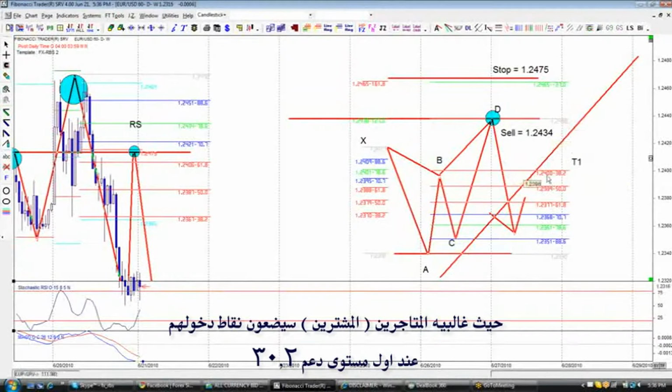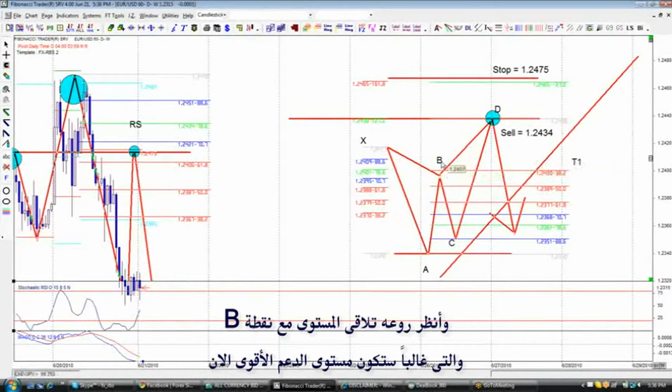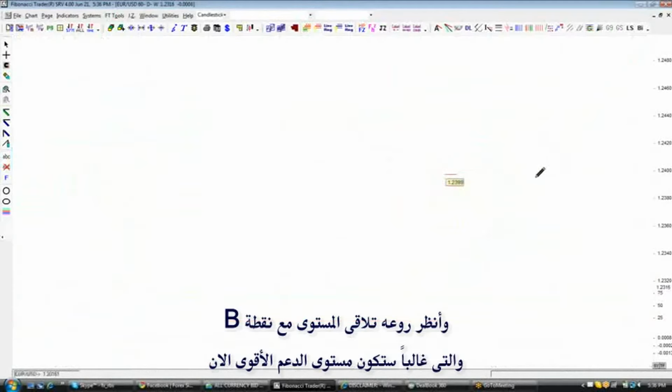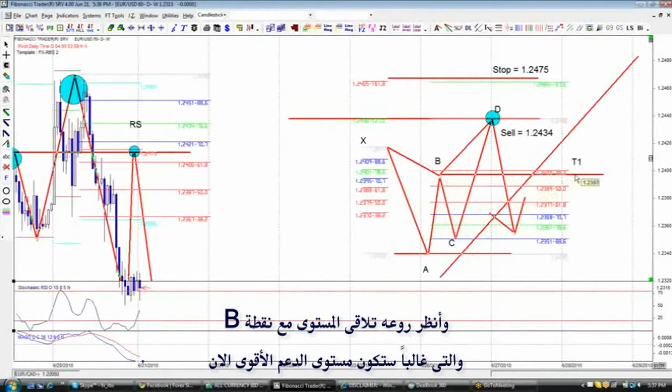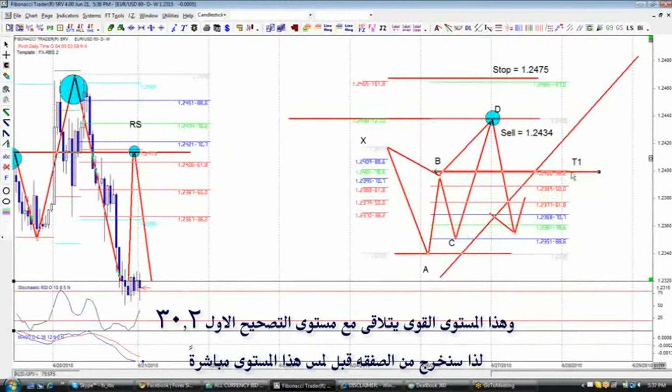First support level would be the 382, and look how nicely the 382 is actually converging with the B. I'll note that the B will be probably the strongest support right now, and this strongest support is converging with the 382. We want to profit before price hits that level.